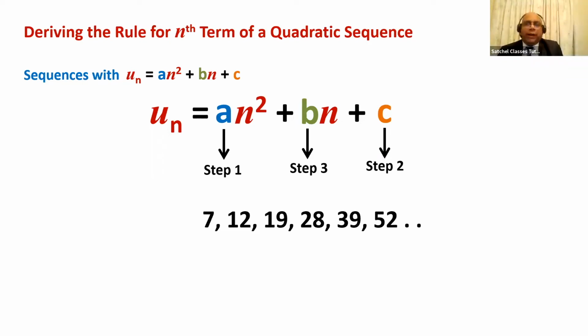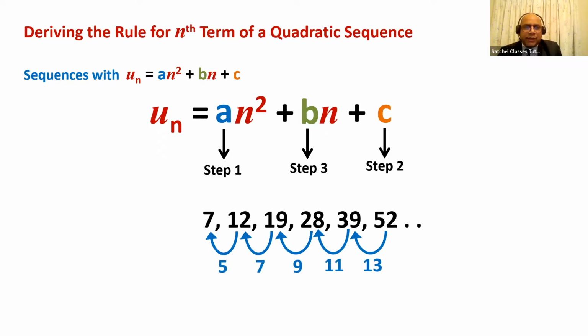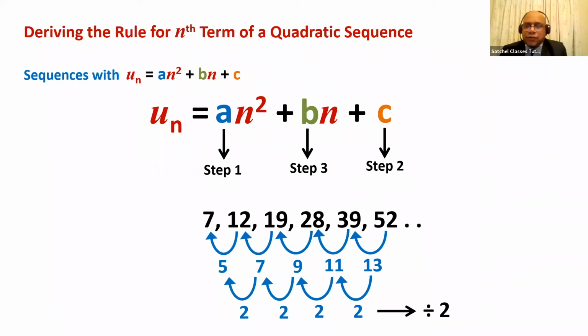Let's go to step number 1. For that, we need to find the difference between the consecutive terms. In this case, it is 5, 7, 9, 11, 13. Find the difference of each of these differences, which is 2. Divide this constant difference by 2 to arrive at the value of A, which is 1. So I'll replace A by 1 in the original rule.